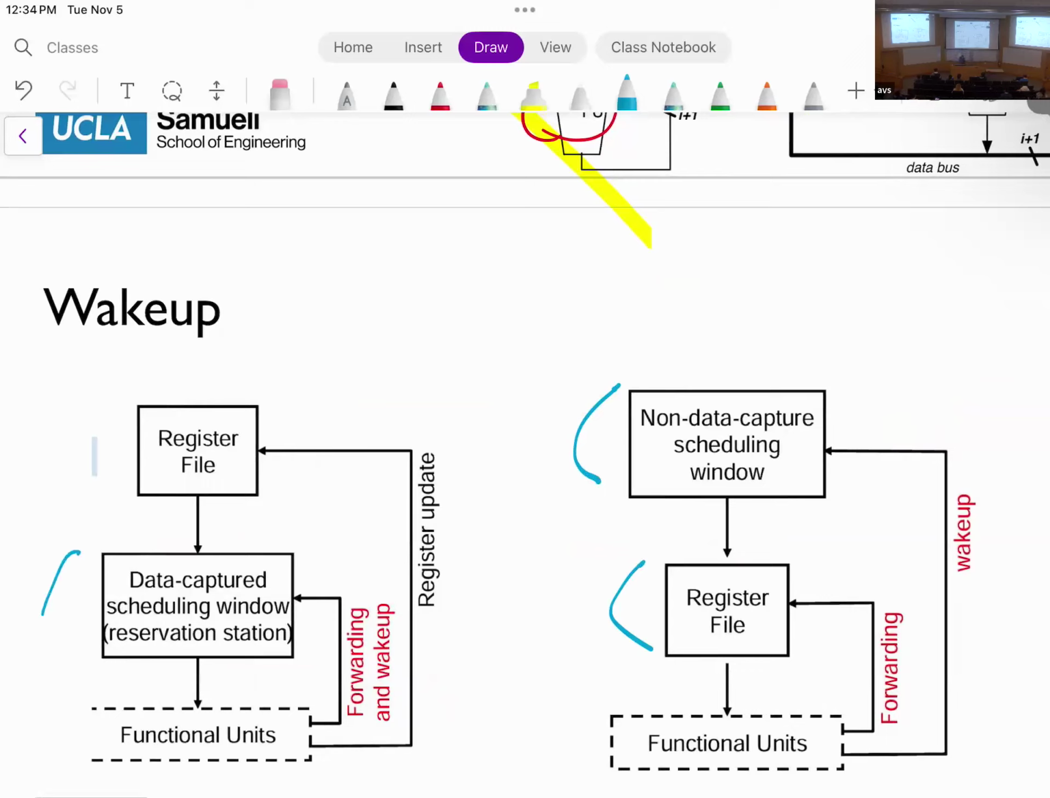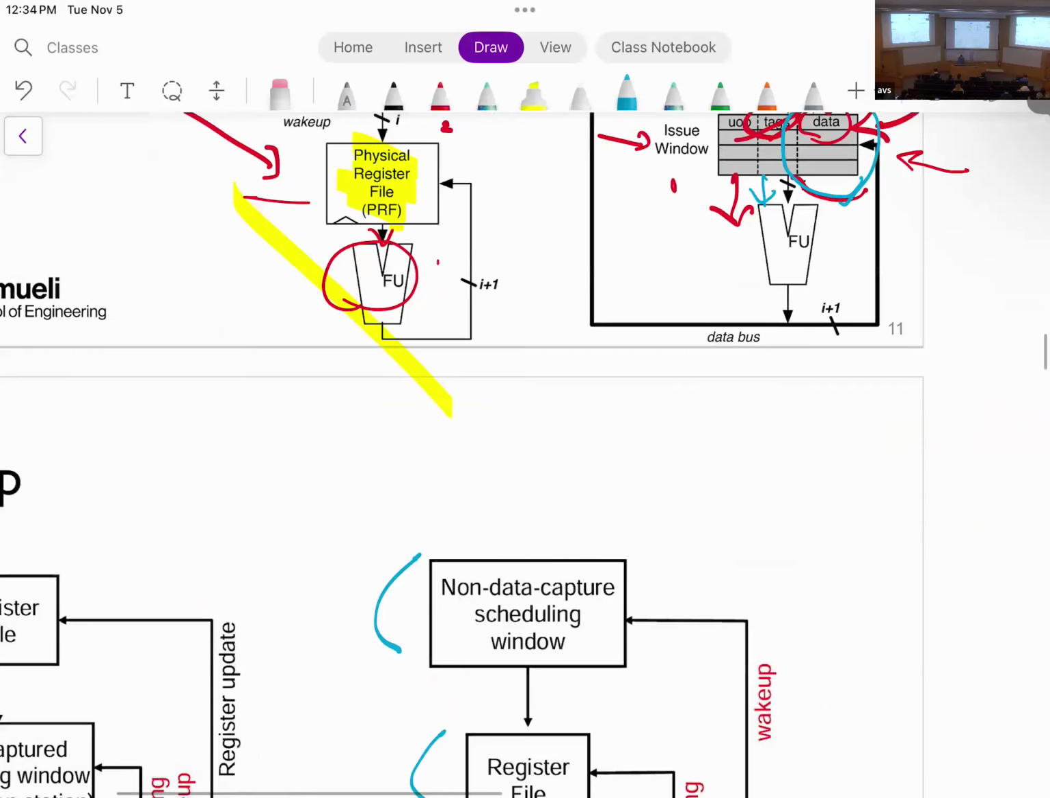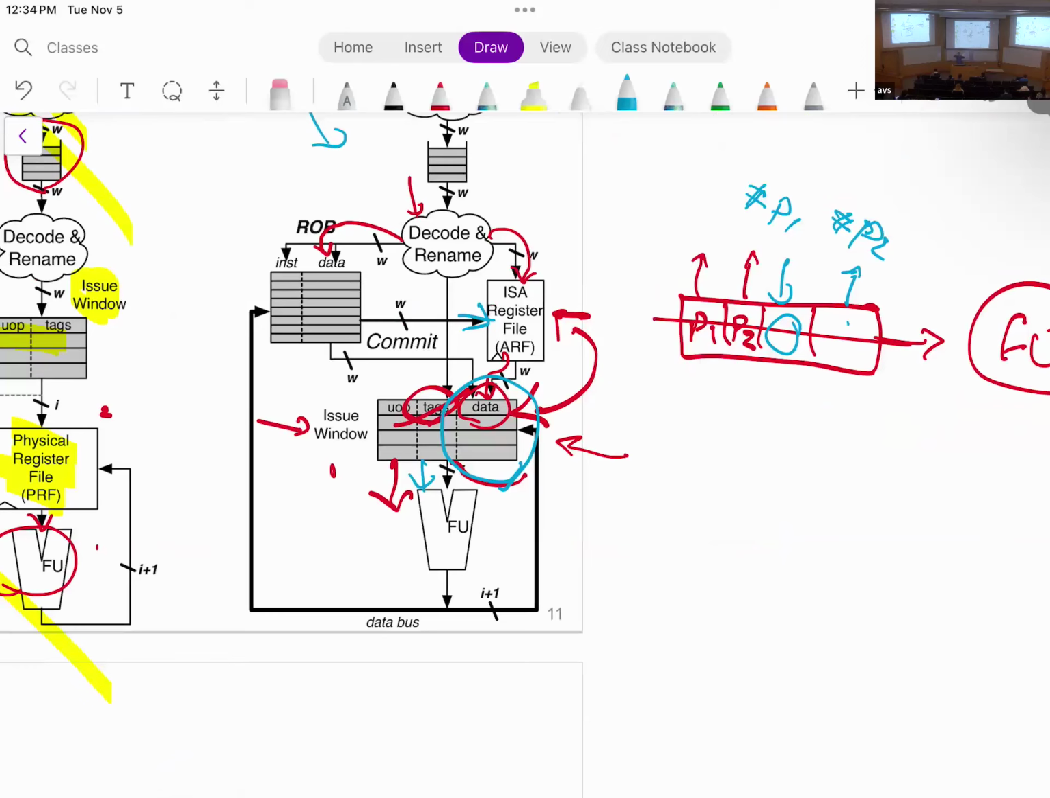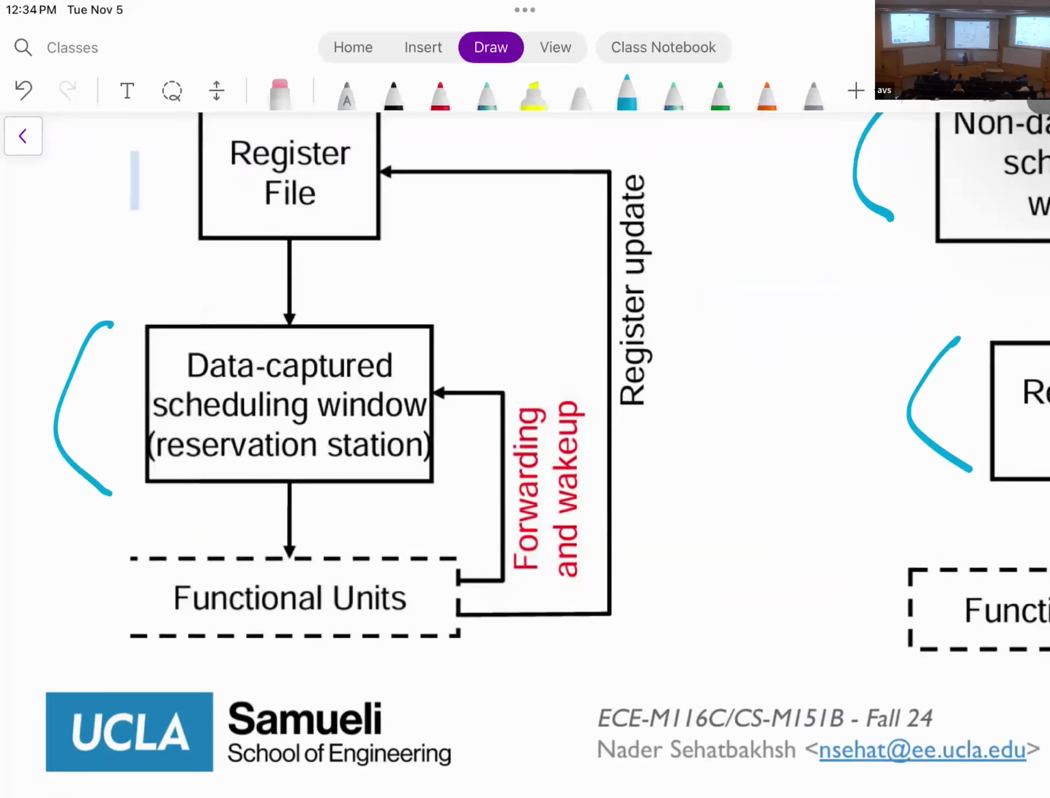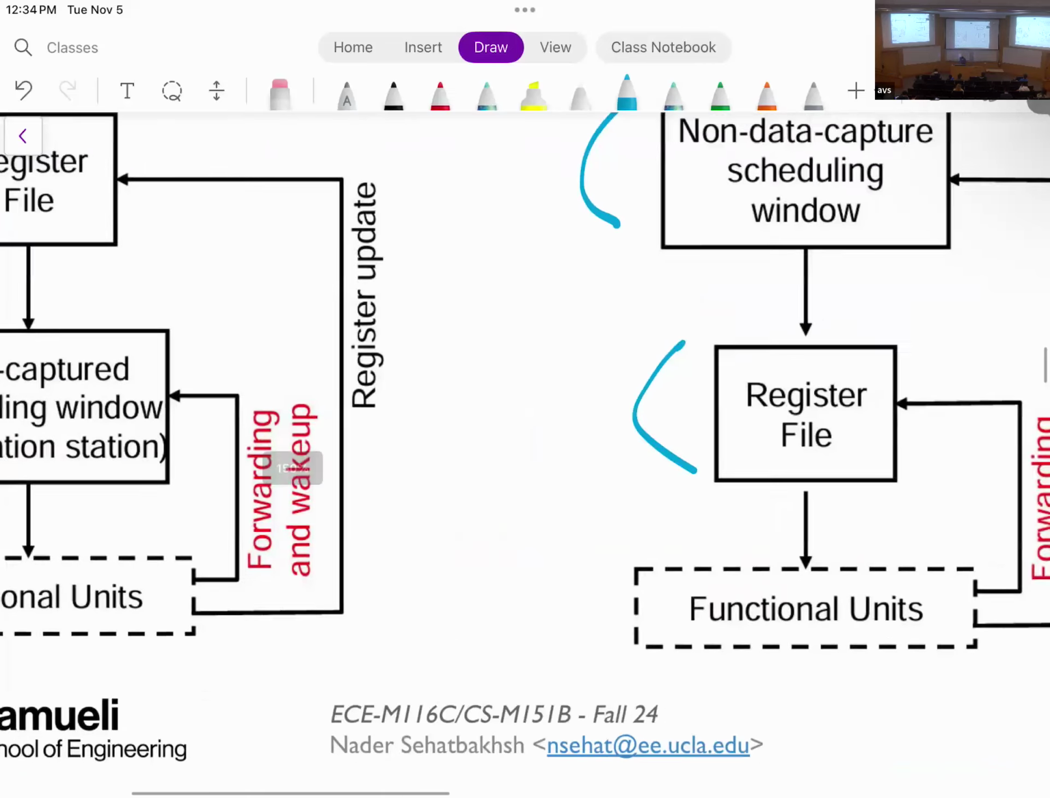So when we have everything in our reservation station, that we first read and put everything into the reservation station, things are nice and easy because forwarding and wake up and everything happens to the reservation station, right? So if the data is available, we put it there, we wake it up, and we read the data, okay? This is what we call data capture because the data is captured in the reservation station, okay?